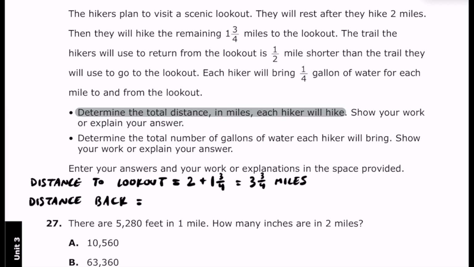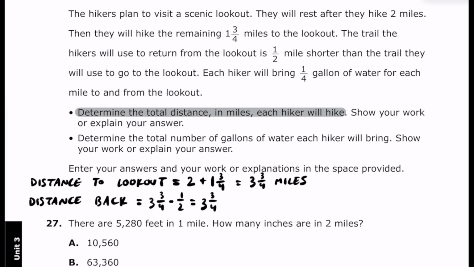But then they tell us that when we are going back from the lookout, this is going to be a little bit of a shorter route here. They said it's half a mile shorter. So if you go ahead and take that 3 3/4, which is how long it took to get up there, and you have to take away a half here, you would go ahead and just write those out. And you can use improper fractions if you prefer.